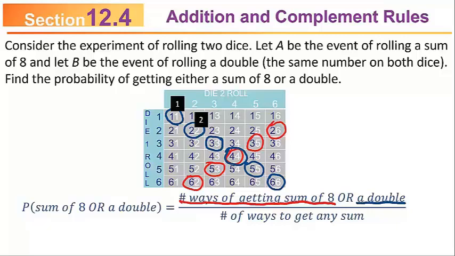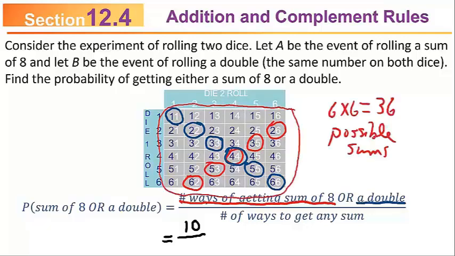If you count them, you get 1, 2, 3, 4, 5, 6, 7, 8, 9, 10. Don't count that 4-4 twice. So that gives you 10 over the number of ways to get any sum. Well, as we've learned from doing these type problems multiple times, there are 36 possibilities. So the answer is 10 over 36, and if you want to reduce it, you get 5/18. Again, we didn't have to explicitly use the addition rule for probabilities, although you could.